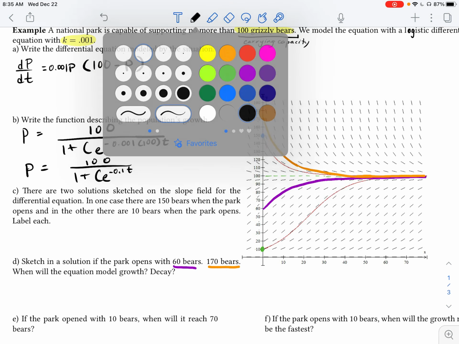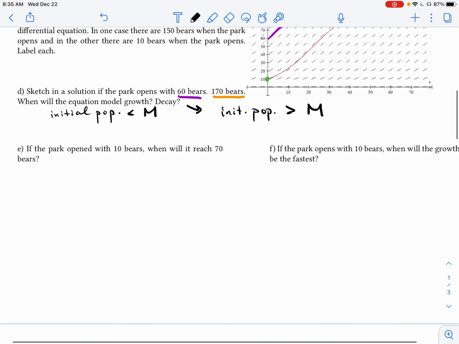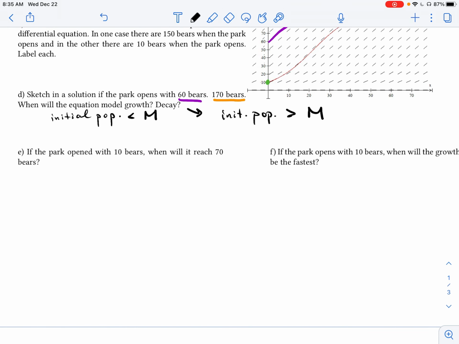Now, based on this and our discussion here, it makes a lot of sense that we're going to experience exponential growth when our initial population is less than our carrying capacity, right? And we're going to experience exponential decay when our initial population is greater than our carrying capacity. Again, if we start out with a population greater than our carrying capacity, then our population isn't growing, it's actually shrinking. Okay? All right.